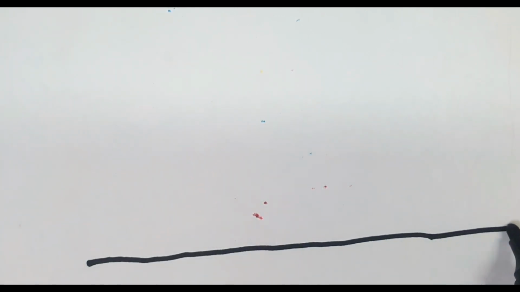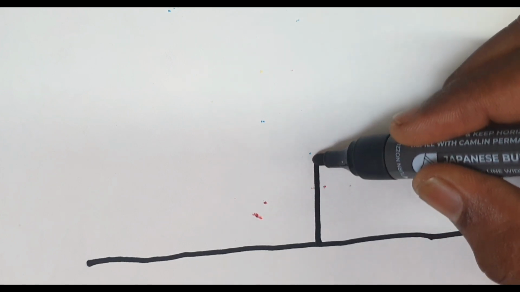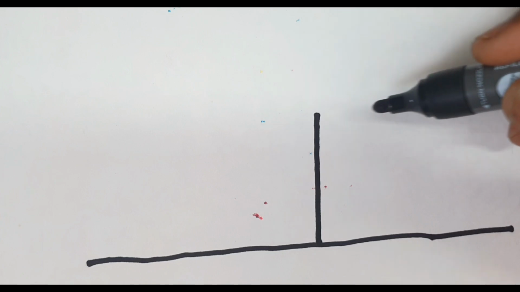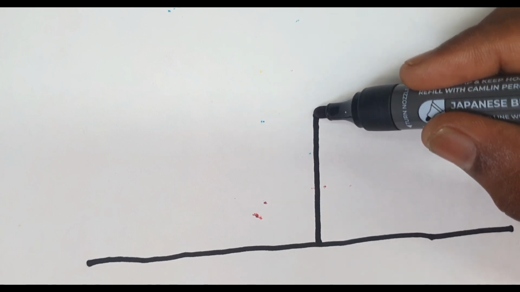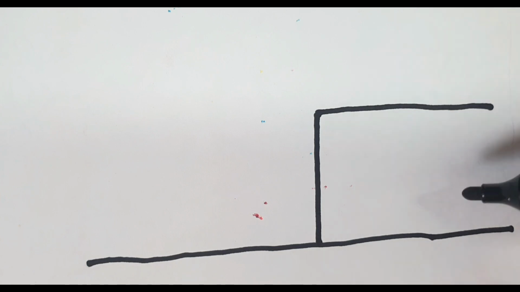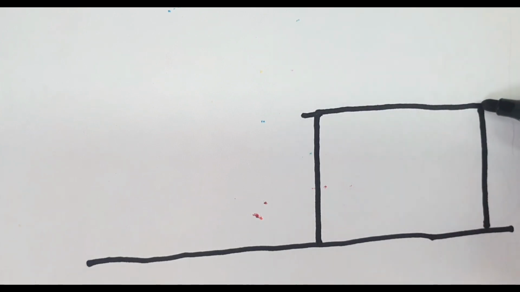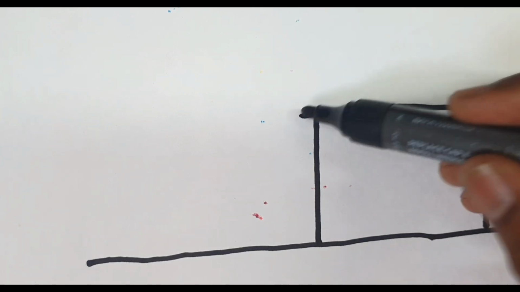horizontal line. Okay, then we draw one vertical line. Make one rectangle. Okay, then one square. It becomes bigger than the rectangle.